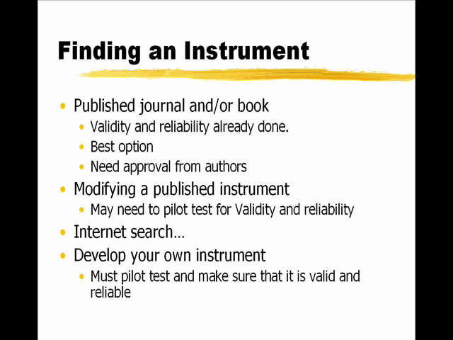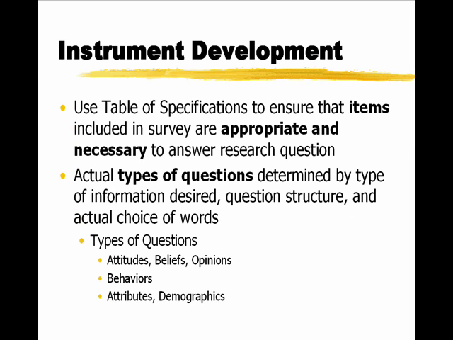Okay. The last way is, well, they're not really in order. Another way you can do it is develop your own questionnaire instrument. This takes a little bit more work. You've got to do a pilot test and make sure that it is valid and reliable. I'll give you an example of that later on in this presentation. If you're going to develop your own instrument, you will use the table of specifications to ensure that the items included in the survey are appropriate and necessary to answer your research question. You may have some questions on your questionnaire that are really good questions, but they don't really help you answer your research question. If it doesn't, get rid of it.